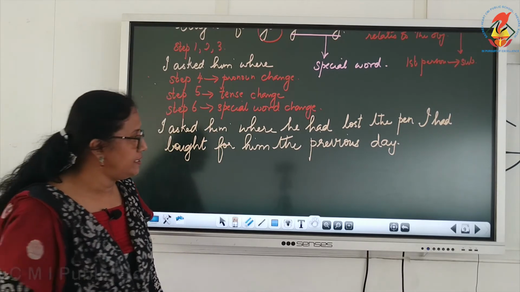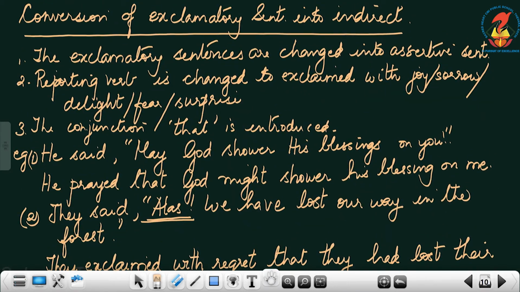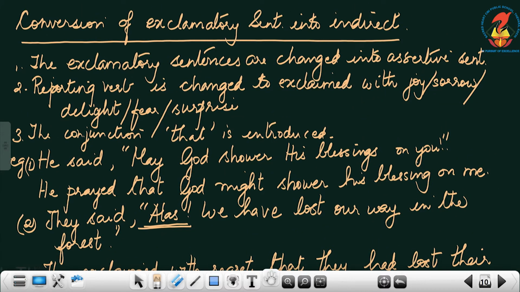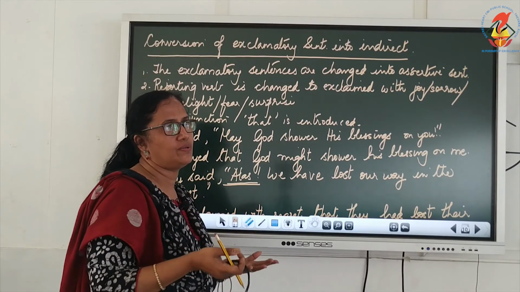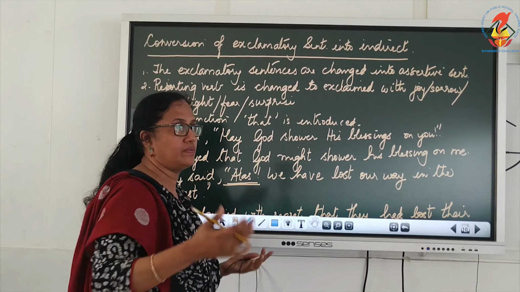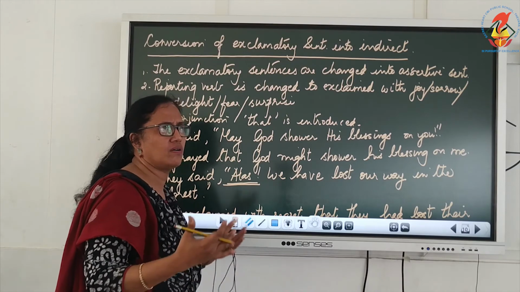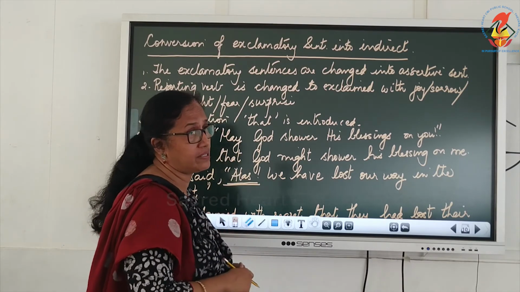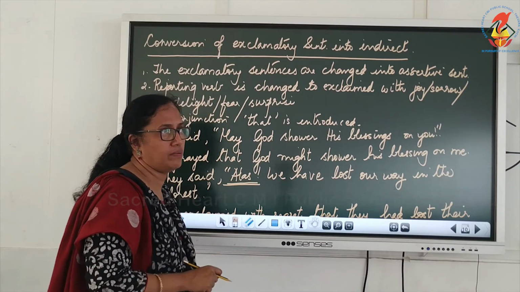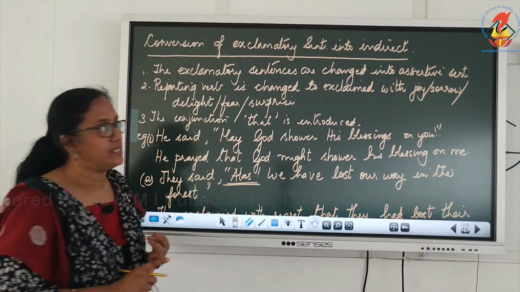And then finally, we will come to the last part of our lesson, that is conversion of exclamatory sentences into indirect sentences. Now, exclamatory sentences are also very easy to identify. Those are some of the words which express surprise or anger or fear and all, and usually it comes with an exclamation mark. Interrogative sentences and exclamatory sentences are very easy to identify.